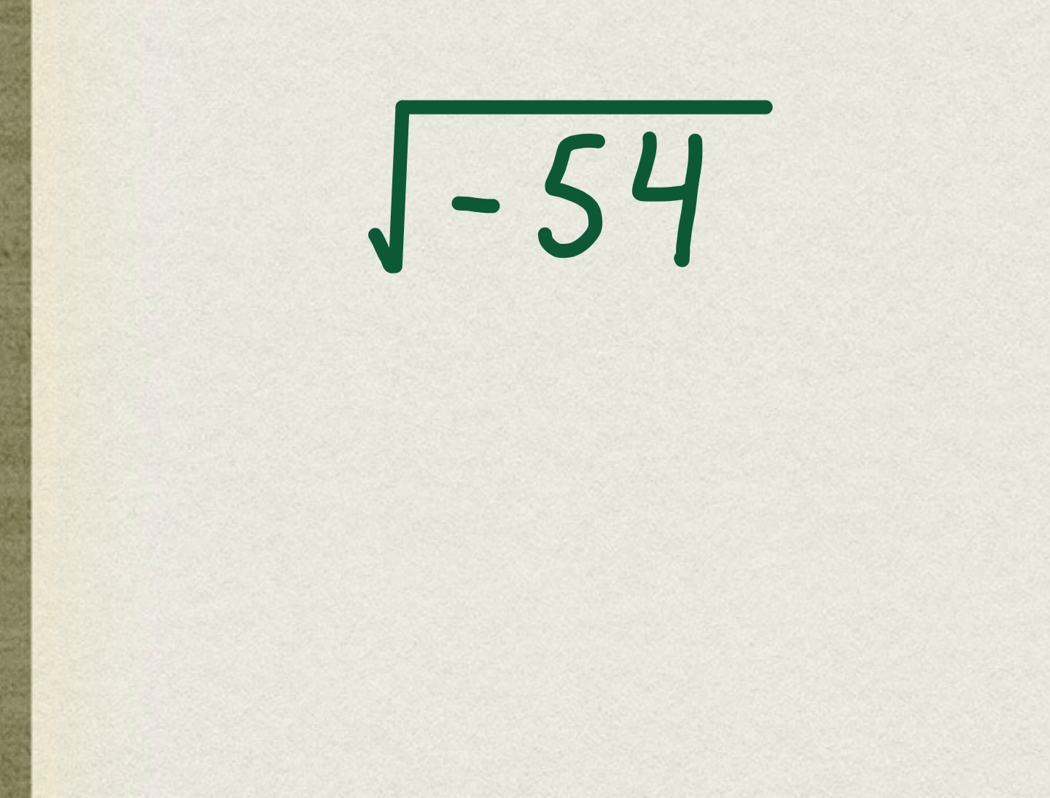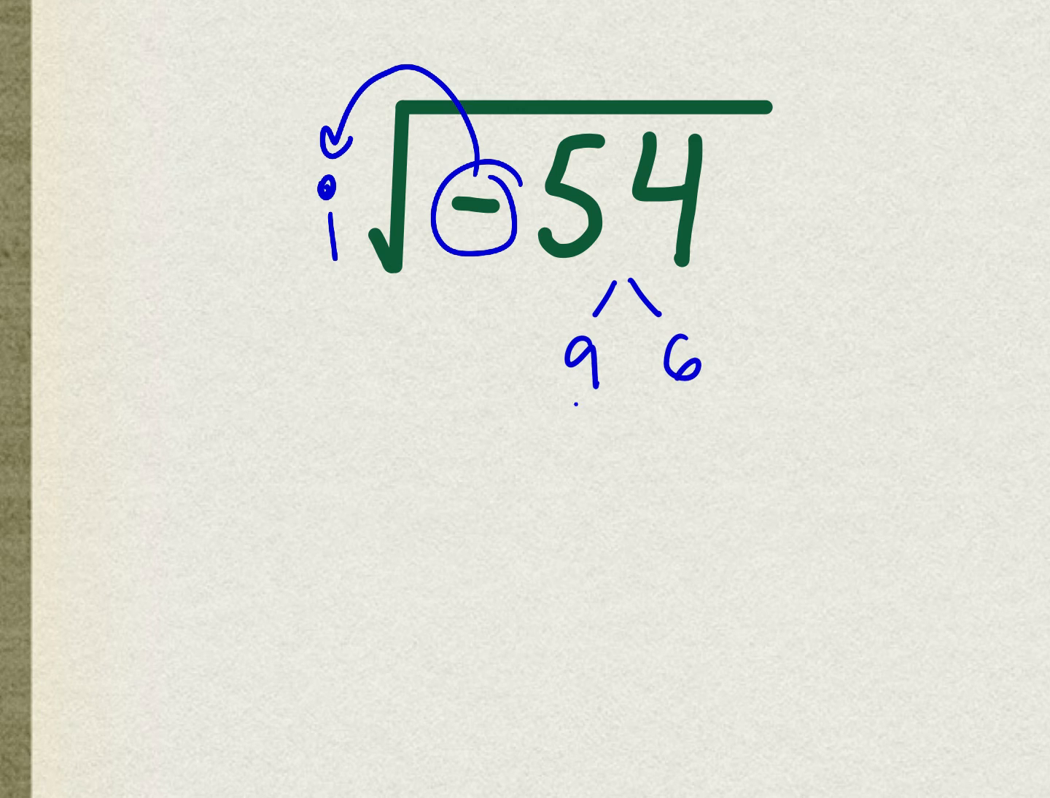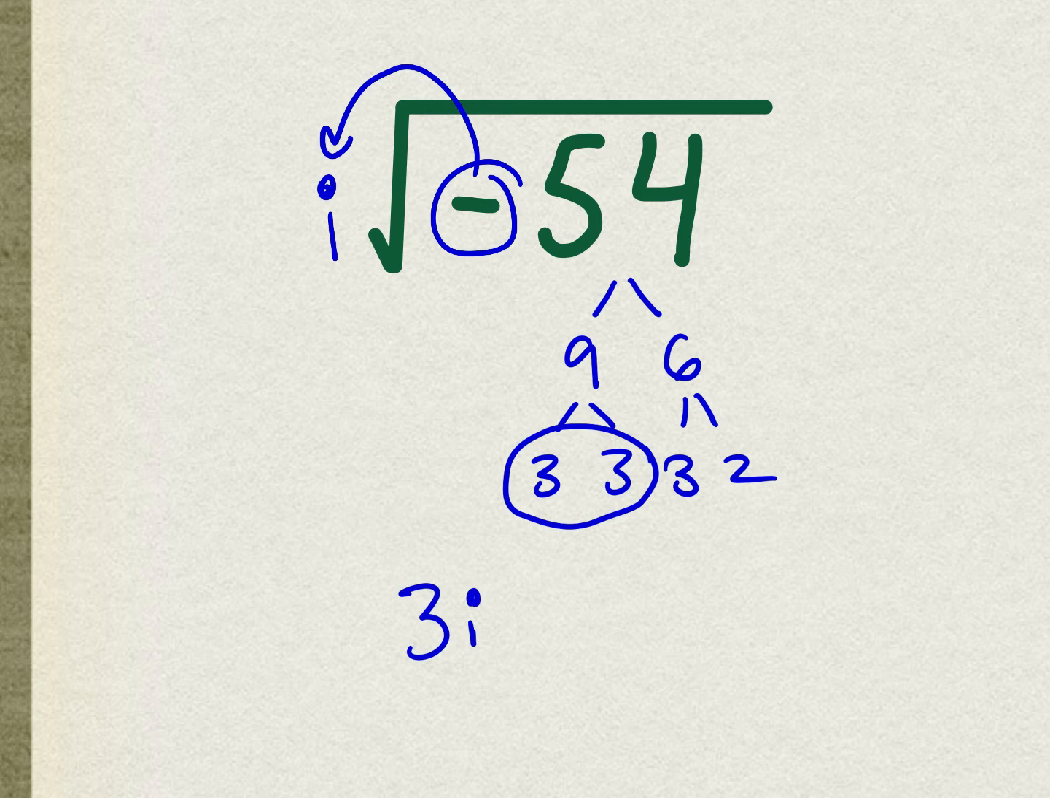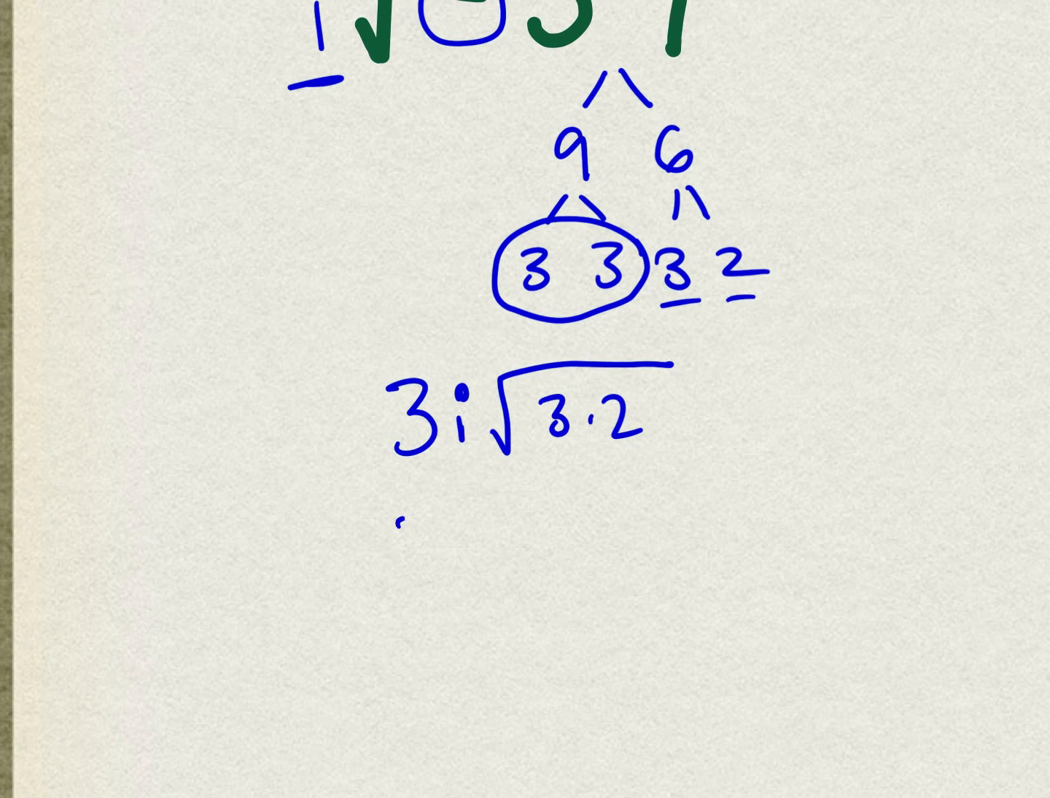All right, next we have square root of negative 54. What's the first thing I do? Take the negative out, turn it into an i. What are 2 factors of 54? 9 and 6. 2 factors of 9? 3 and 3. 2 factors of 6? 3 and 2. What am I going to circle? How many 3's? 2. I circled 2 3's. So what comes out? 3i. Awesome. Don't forget, we took out the i. And then what stays on the inside? 3 times 2, and 3 times 2 is 6. So 3i square root 6.